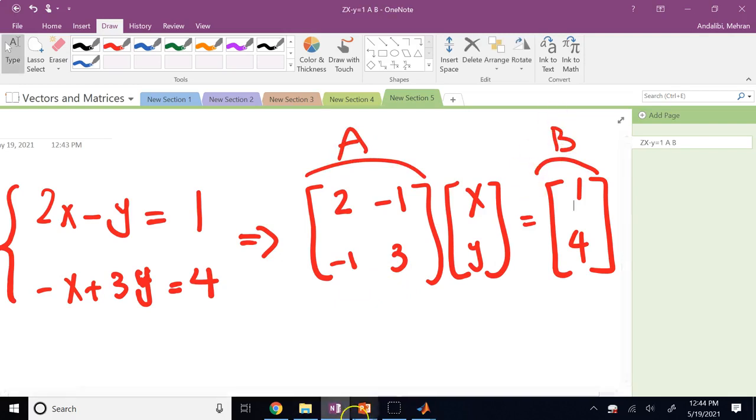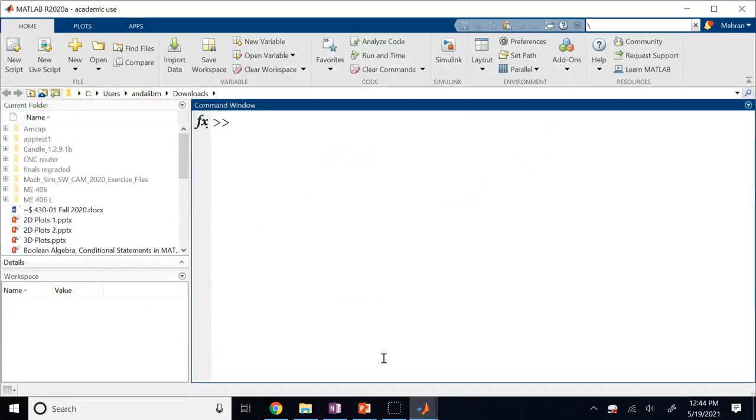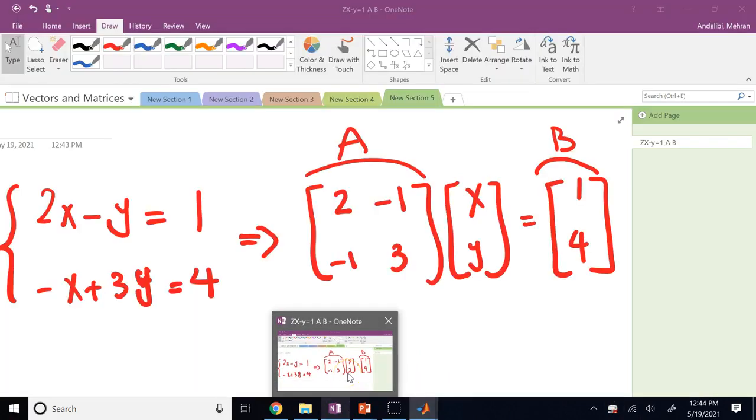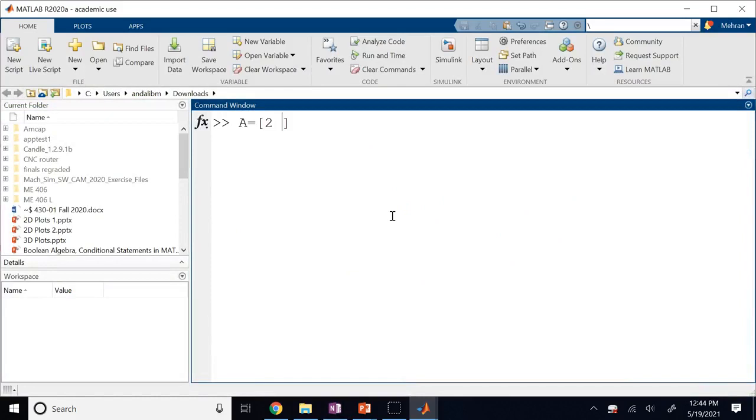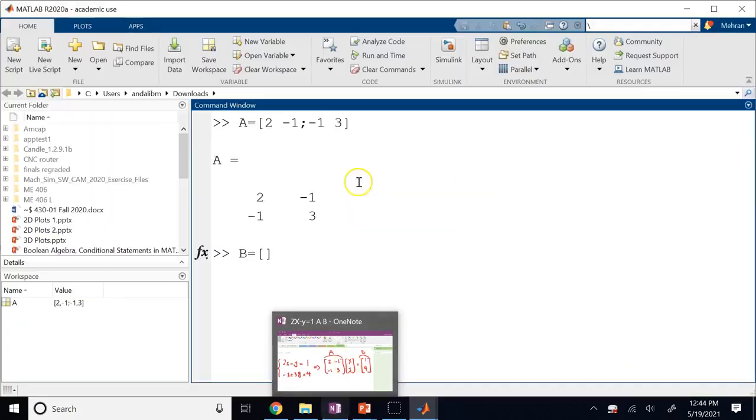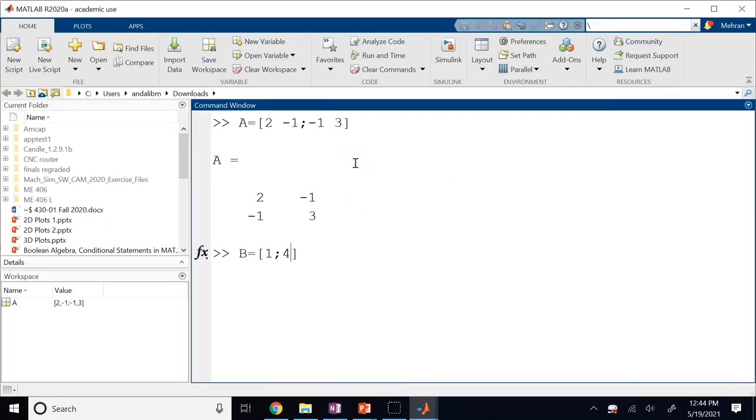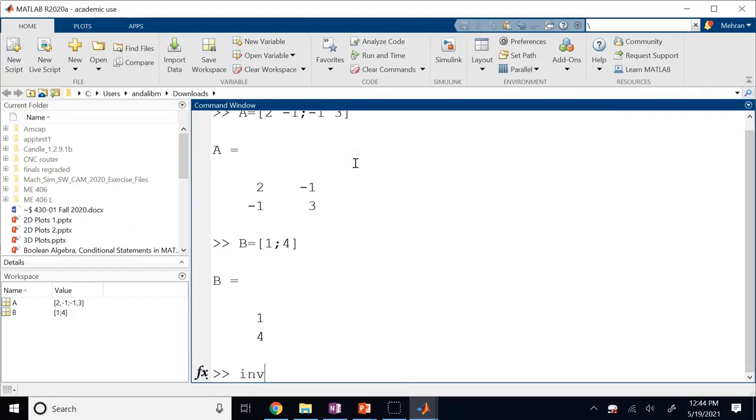I'll show you that, right? So here, I define my A matrix to be 2, -1, -1, and 3, and my right-hand side to be 1 and 4. And now whether I say inverse of A times B, that's the solution. Whether I say A \ B, that's the solution. Okay, there is no difference in terms of solution.